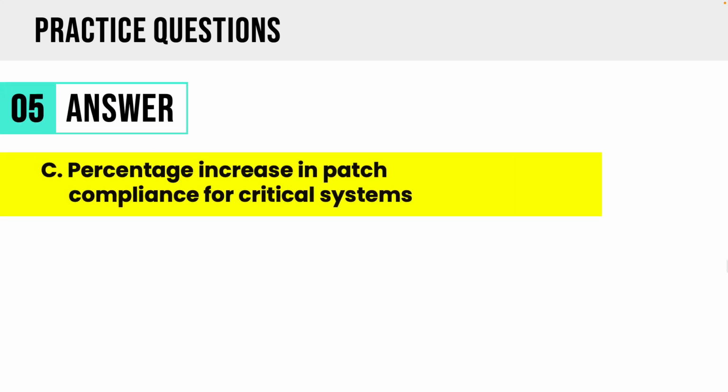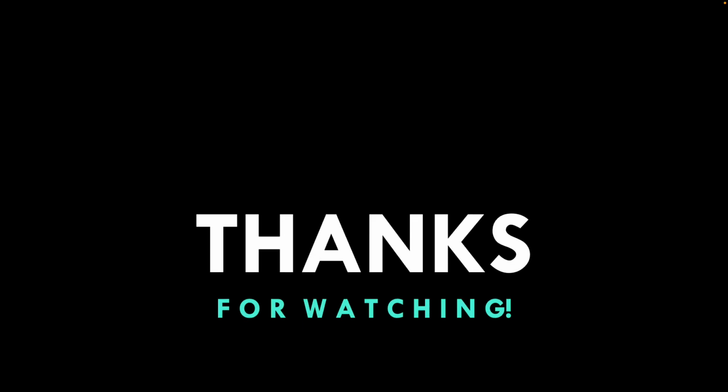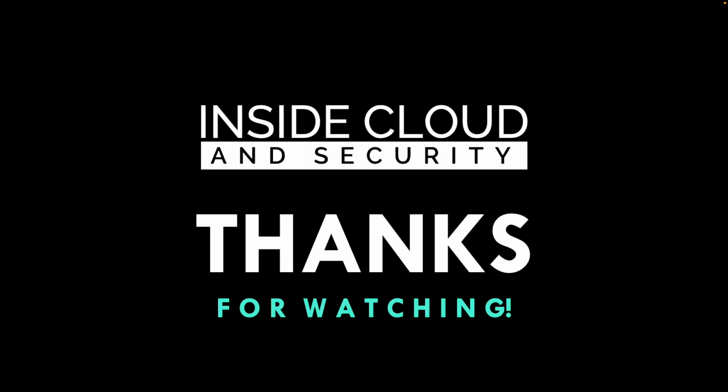The answer is C. Percentage increase for patch compliance for critical systems. So this metric is a leading indicator because it's a rough indicator of the reduction in probability of a future security incident. It's quantitative, right? A percentage increase in patch compliance, telling us we're more compliant in this period than we were in past, which is going to reduce vulnerabilities. An indicator that we're moving in a good direction. We're improving.